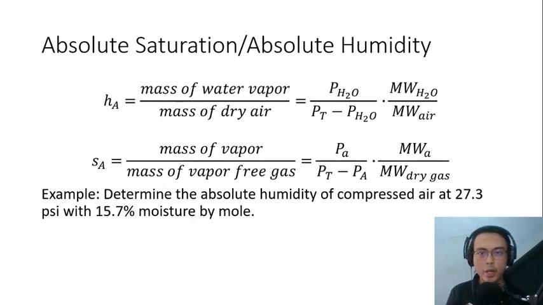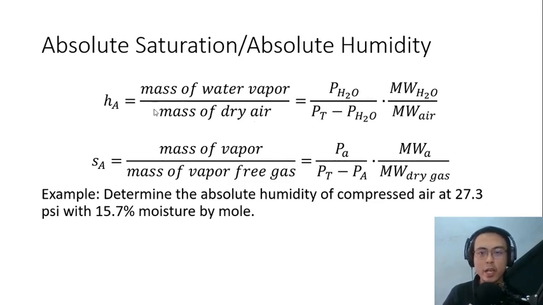Okay, next, we have the absolute saturation or absolute humidity. Now, this looks similar to molal humidity. No? If you take a look at the formula, we still have the molal humidity. That's the partial pressure of water over total pressure minus partial pressure of water. But we multiply it with the ratio of molecular weight of water over molecular weight of air. That's because the absolute humidity is defined as the mass of water vapor over mass of dry air. So instead of moles, the absolute humidity is just using mass.